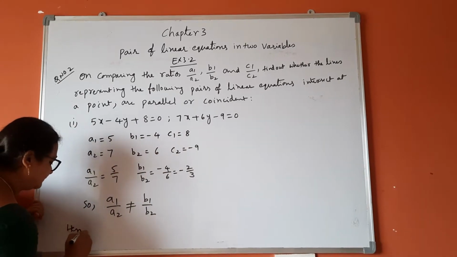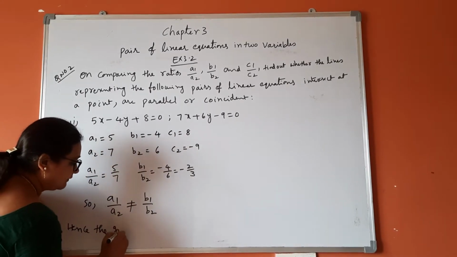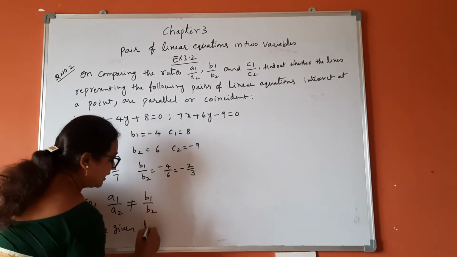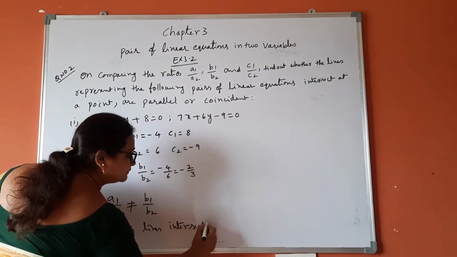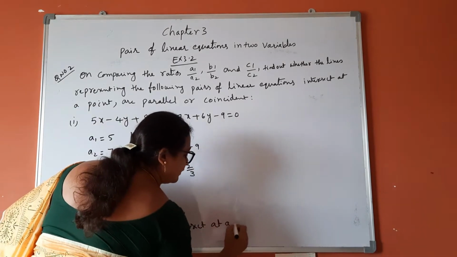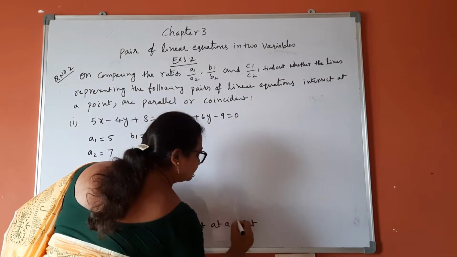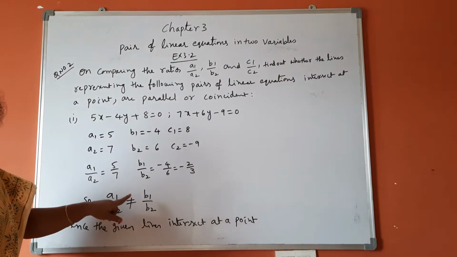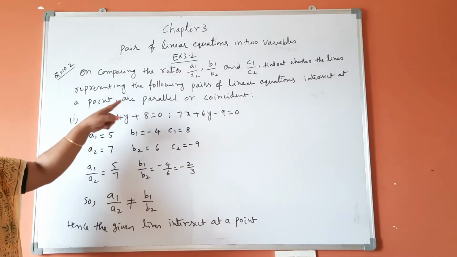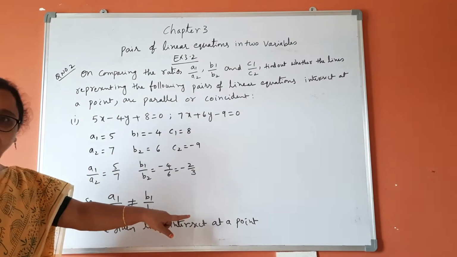Hence, the given lines intersect at a point. Since A1 by A2 is not equal to B1 by B2, the given pair of linear equations intersect at a point.